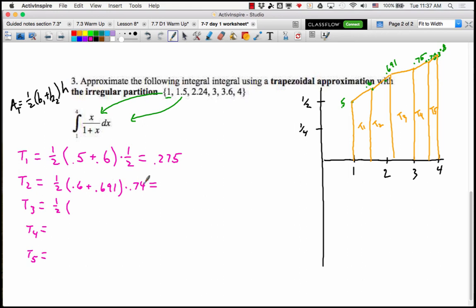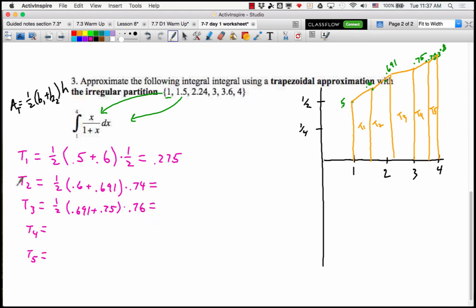Basically, whenever someone gets this, just tell me. I'm going to keep going with the next trapezoid. Trapezoid 3 is going to be 0.691 plus, this is 0.691, and the other one's going to be over here at 0.75. That's your second height. 0.75. What's the distance between them? From 2.24 to 3? Anybody? 0.76.